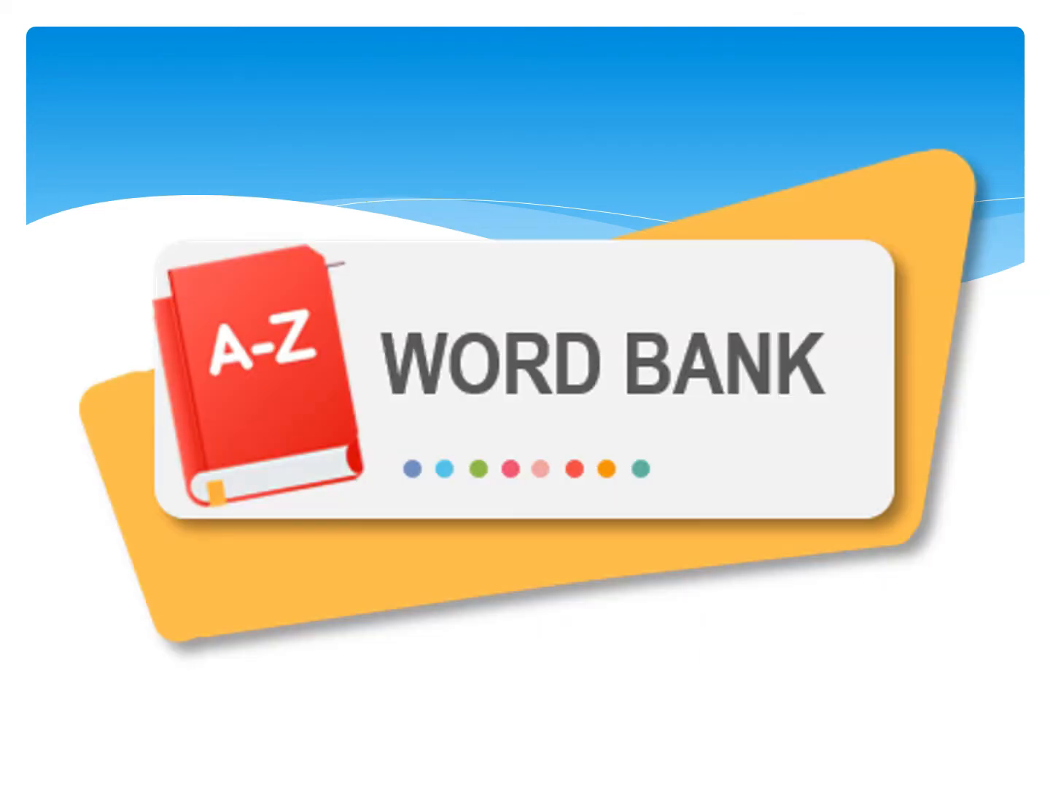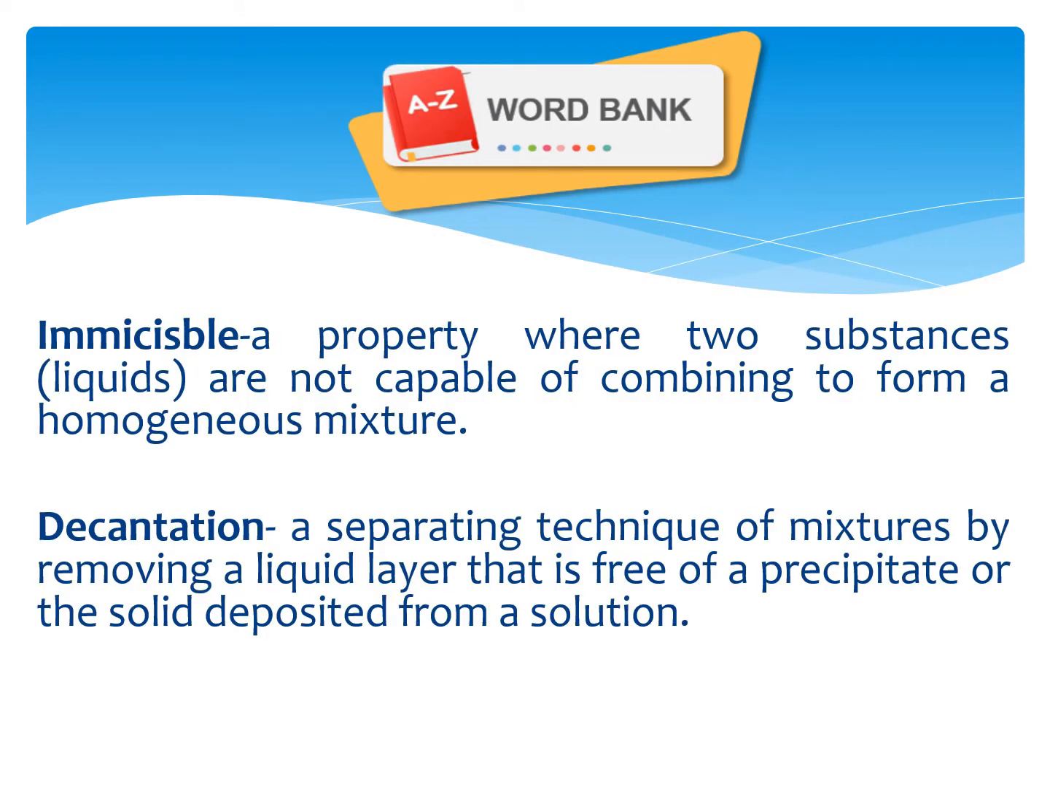The following are terms used in this lesson. Immiscible, a property where two substances, liquids, are not capable of combining to form a homogeneous mixture. Decantation, a separating technique of mixtures by removing a liquid layer that is free of a precipitate or the solid deposited from a solution.